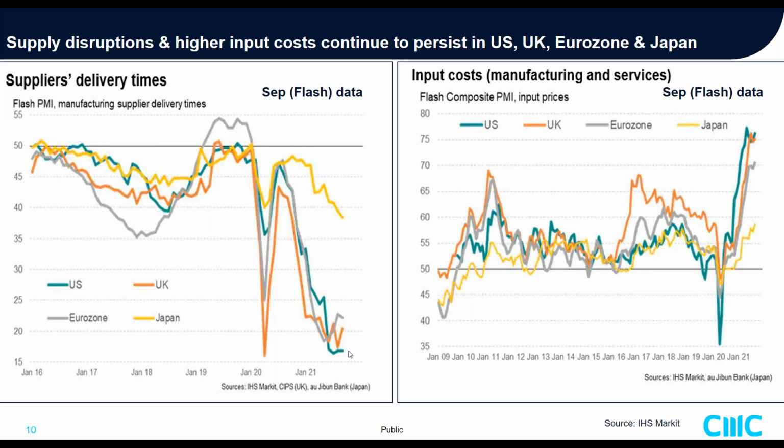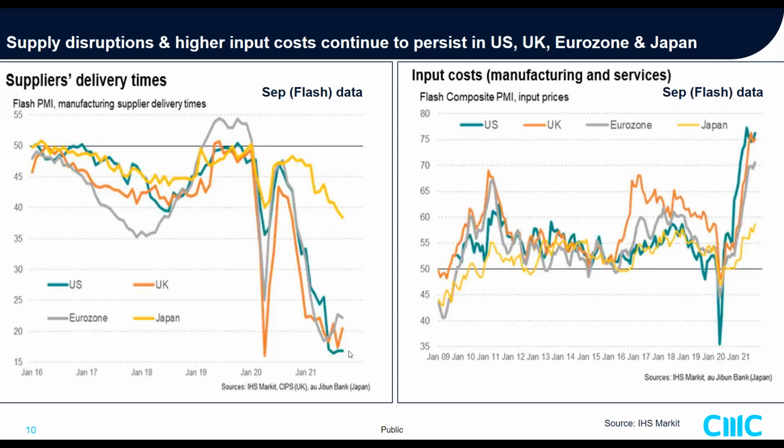So it seems to me that the current global supply chain disruption is not seeing any end yet, and it continues to add downside pressure on global manufacturers and global services businesses in producing their final goods and services. So that is actually not good as well.